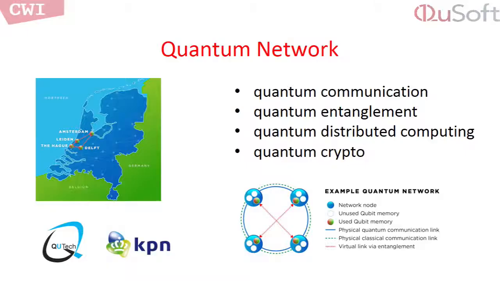And so in Amsterdam there's QSoft, and so I hope to run some of these ideas there. And actually, we've been talking to the people in Delft as well to run some of these ideas that have been lying around for a long time on this network. And this will allow for quantum entanglement and for quantum distributed computing, but also for quantum crypto to be run here in the Netherlands. So that's very nice.